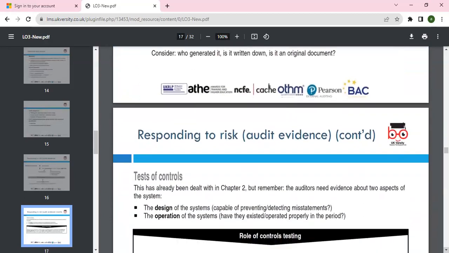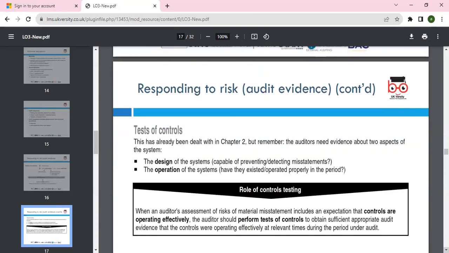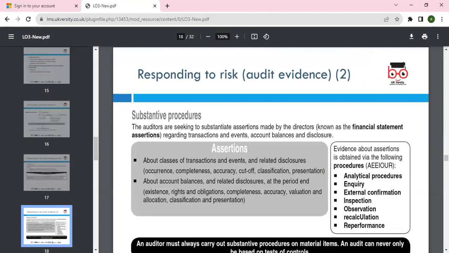Okay. Reporting to the risk, audit evidence, test of control. This has already been dealt with. We had a discussion, but we have a chapter as well, so please you can look around. Design and operation of the system, you can review, preventing and detecting existing errors. We had a discussion in the last lesson on our internal control procedure. Role of control testing: when a detailed assessment of risk and material statements includes an expectation of controls operating effectively, we focus and perform tests of control, then auditors can draw an opinion and give the assurance. That's the most important thing.